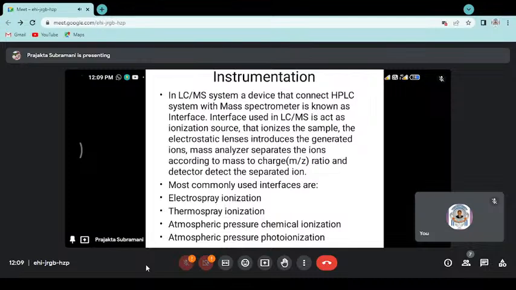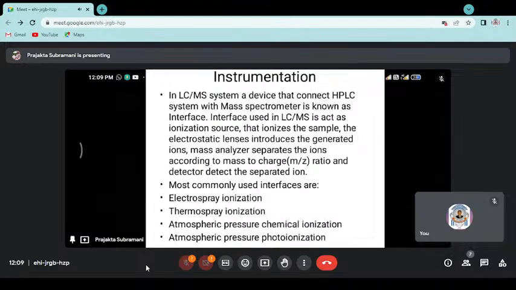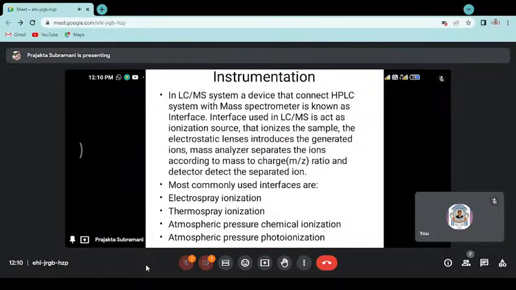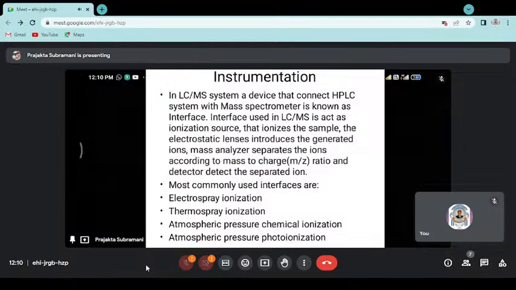The solvent then gets ionized. So this nitrogen gas ionizes the sample molecules, and then these ionized molecules, or ions, are detected according to their mass to charge ratio. So this is atmospheric pressure chemical ionization. It is similar to the chemical ionization technique, and it is the mostly used technique in hyphenated systems like LCMS and GCMS.